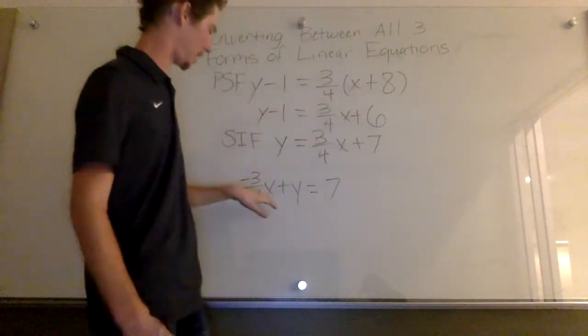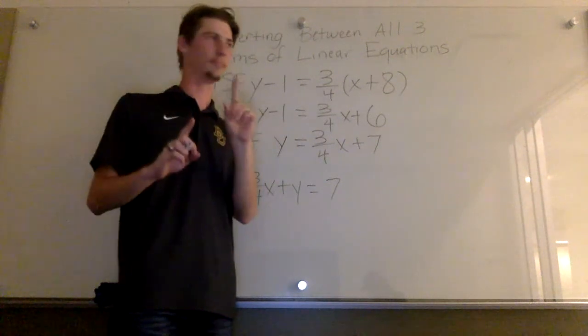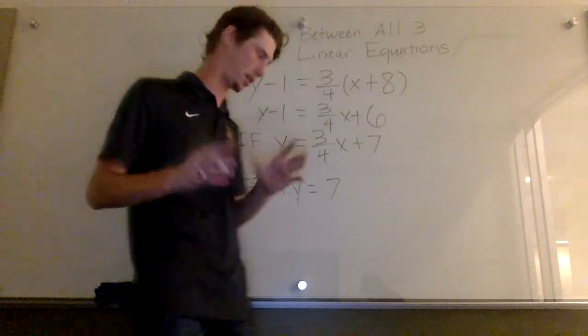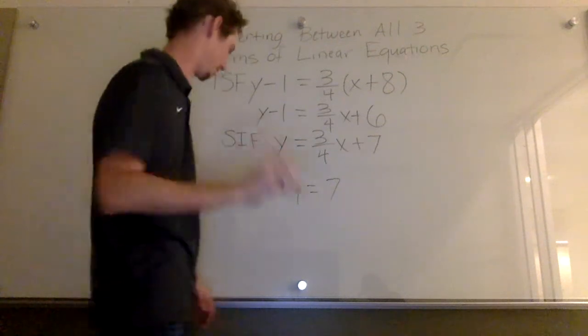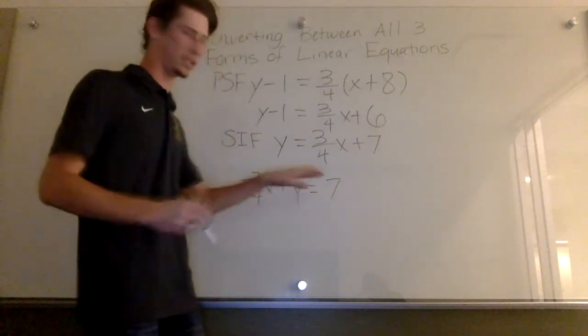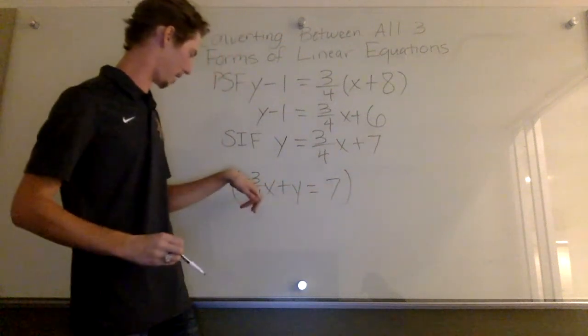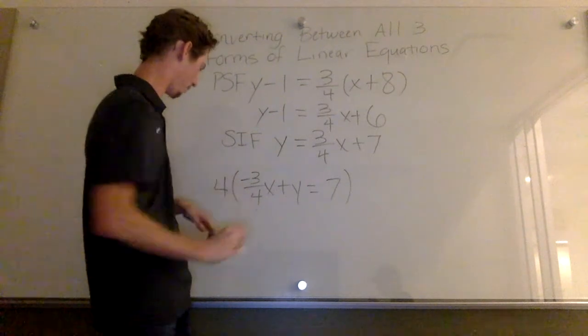And we already took care of the x and y being on the same side. But then we also talked about how we want the x coefficient to be positive if at all possible. So let's take care of the fraction thing first, because that's kind of the biggest deal here. What we said was we're going to multiply by the denominator of the fraction. So the denominator in this case is 4. We're going to multiply everything by 4.